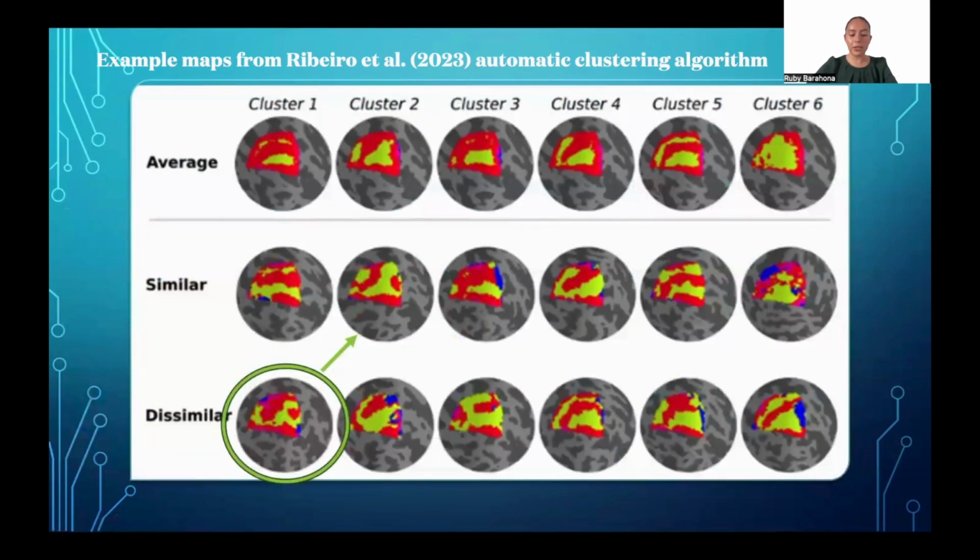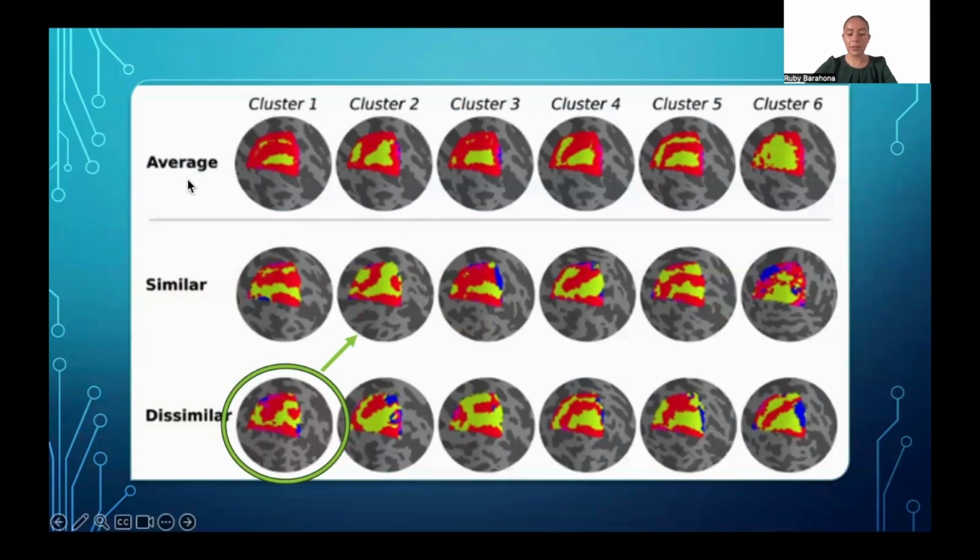However, the automatic classification method had limitations. Shown here is an example of maps that were misclassified into clusters by the automatic clustering algorithm. So the top row shows the average cluster maps for each cluster. The middle row represents maps that match the average for each cluster. And the bottom row shows maps that were misclassified by the automatic clustering algorithm. So for example, the polar angle map classified into cluster 1 here aligns more accurately with the early visual cortex organization in cluster 2.